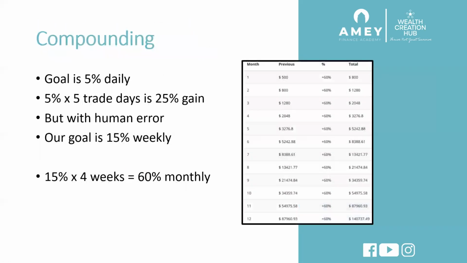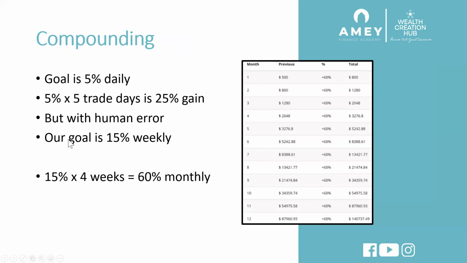But when we talk about compounding and building up your account, the goal is obviously to have a 5% daily target. So 5% times 5 trading days equals 25% gain. But we also have human error. So I always have a rule in place that if I lose 5% a day, I stop for the day. And you'll notice that in a bit in the next slide.